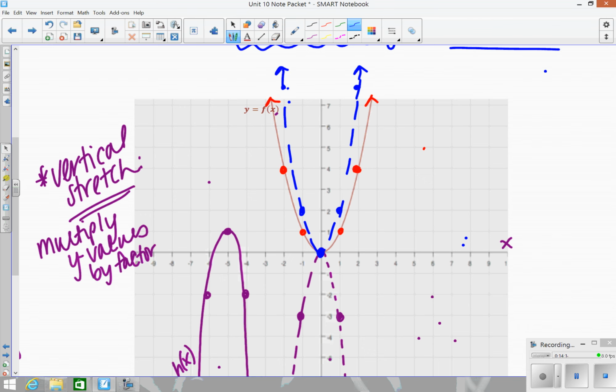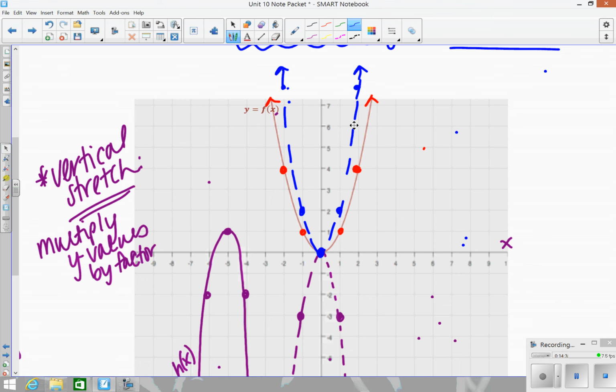And again, it should look like it's actually stretching. So if I'm stretching vertically, you're pulling this up, which means it's getting skinnier. So it should be skinnier than this other one. Same with this one that had a vertical stretch by 3. That should be even skinnier than this blue one because you're stretching it even more.